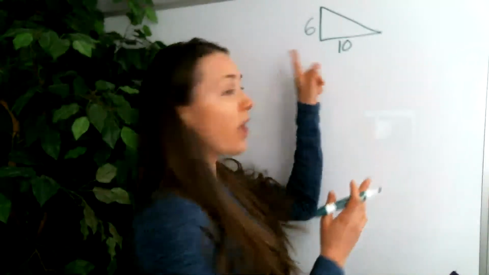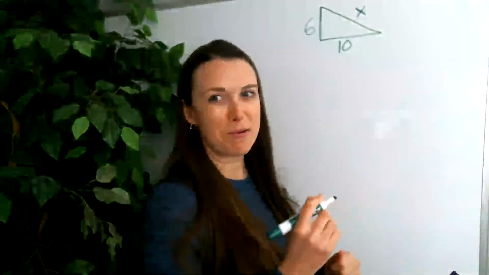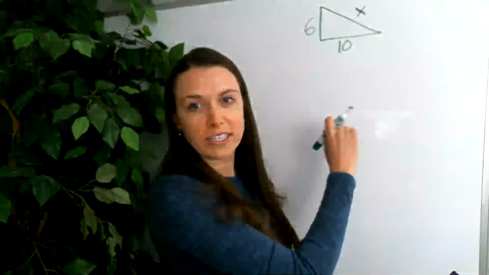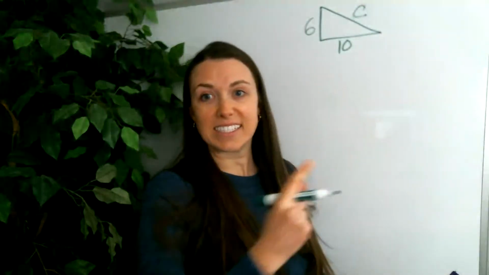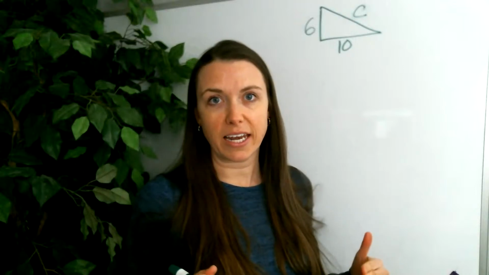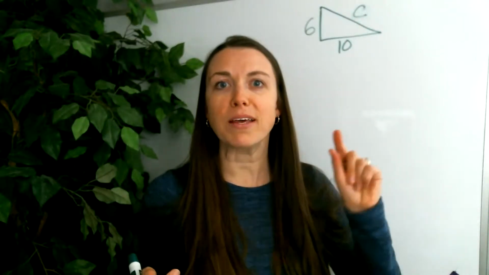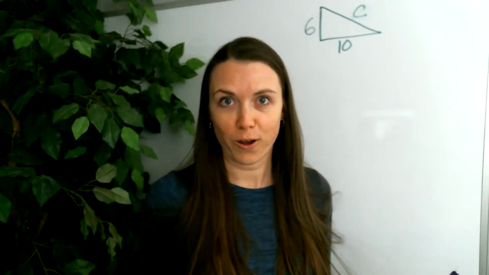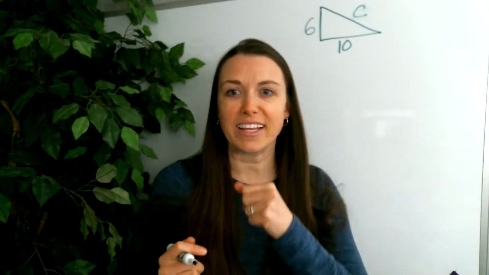Okay, so we have 6 and 10. So we need to figure out what this is. But here's a little trick. This number right here, I guess I called it X. Maybe I should be more consistent and call it a C. That C is actually going to be bigger than my 6 and my 10. So if you ever calculate it and the answer is smaller, then that means you did it wrong. Okay, so just know that it's always going to be bigger. All right, let's solve it together.